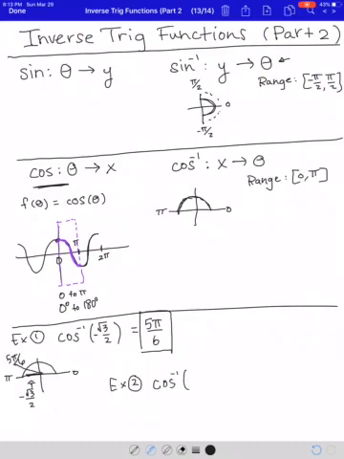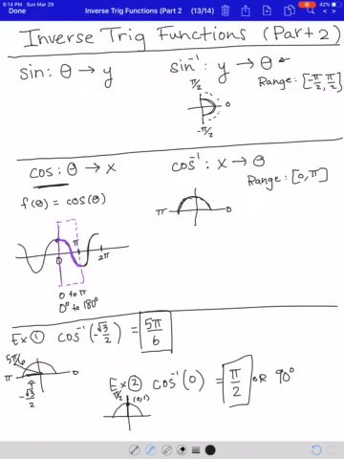Let's evaluate cosine inverse, how about 0? So now we're looking for the angle whose cosine is equal to 0. Or in other words, when is the x-coordinate equal to 0? Oh, and that happens at the top of the unit circle. So here's my point, (0, 1). And what angle is this? Oh, this is the angle pi over 2. So that here would be my answer, pi over 2. Or if you like degrees, this would be the same as 90 degrees.